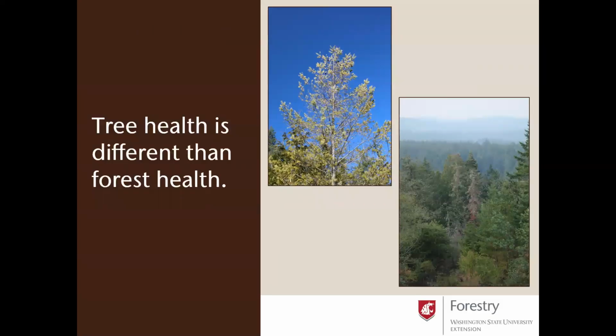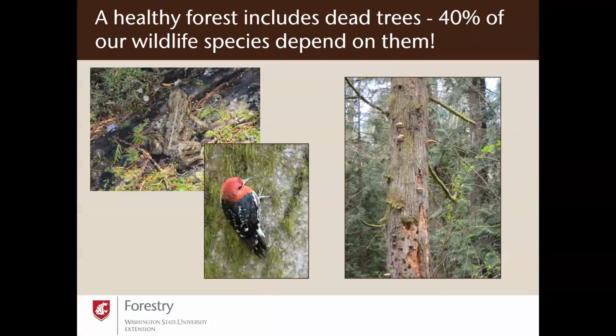Big important principle: tree health is different than forest health. A healthy forest has sick, dying, and dead trees. Now, why would a healthy forest include dead trees? Well, because of wildlife. 40% of our vertebrate wildlife species depend on dead trees, whether standing dead trees, which we call snags, or down logs on the forest floor, what we call coarse woody debris. So really important wildlife connection here.